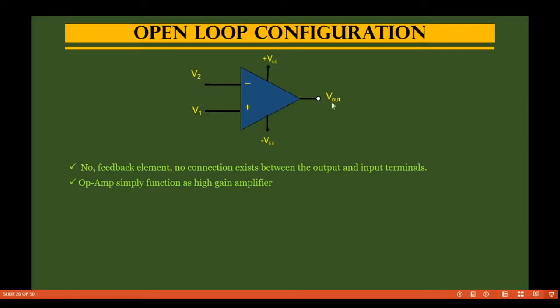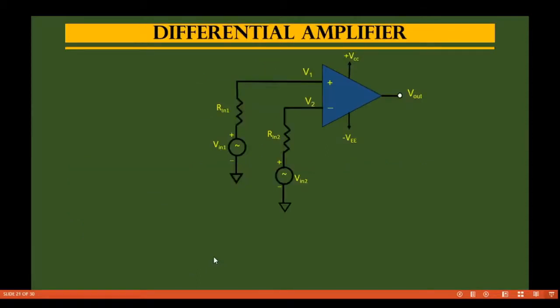The inputs are separated and the output is separated. Now in this case, the op amp simply functions as a very high gain amplifier. We will see in detail here. And this open loop configuration can be used in three different types. Number one is the differential amplifier configuration in open loop, then the inverting amplifier in open loop configuration, and the non-inverting amplifier in open loop configuration.